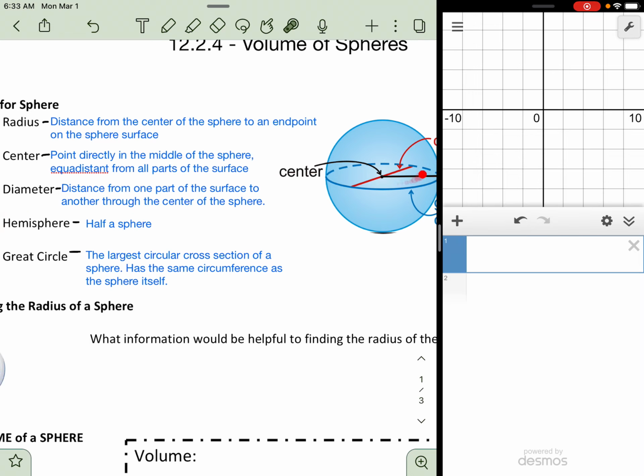Okay, so it'd be like the top portion of this one. You cut it off at the great circle, okay, and it'd be this top part. Which brings me to my next vocab word, which is great circle. A great circle is the largest circular cross-section of a sphere. It has the same circumference as the sphere itself.